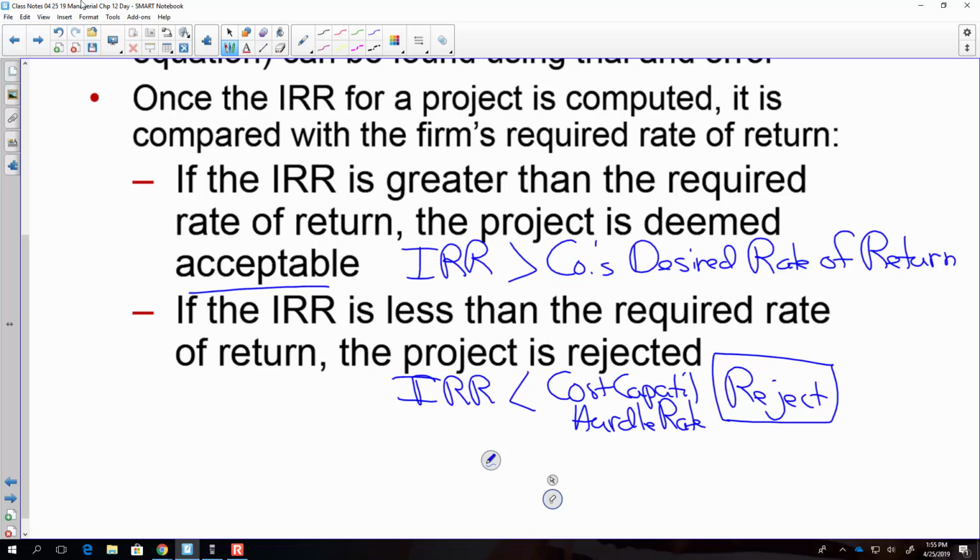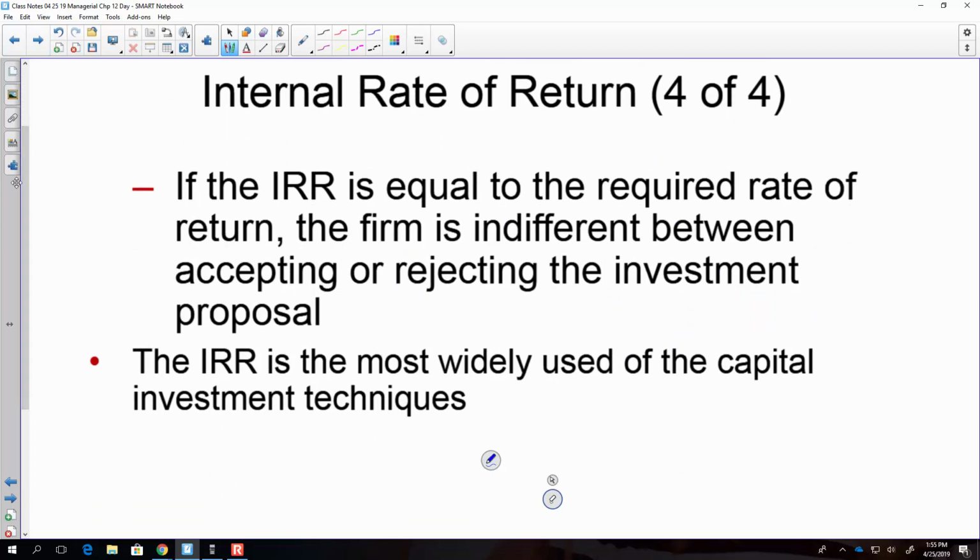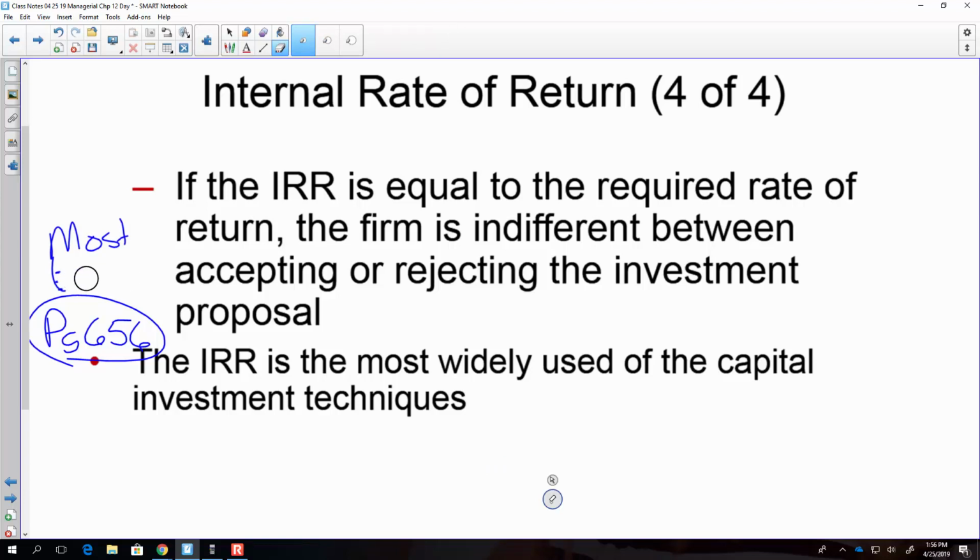Here too, like with our net present value. Oh, I do need you to know this. One more comment before I leave this, on page 656: because of the simplicity, because we're looking at one basic number, it's the most widely used of our capital investment techniques. So this is the most used technique. The internal rate of return is the most widely used. Please know that for the exam.